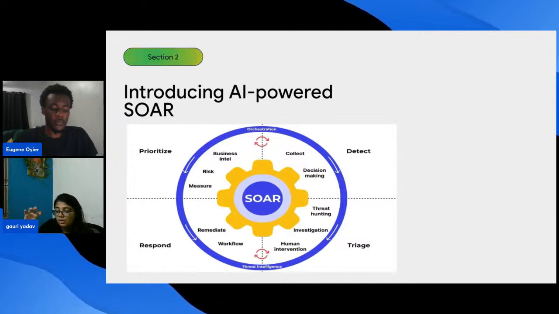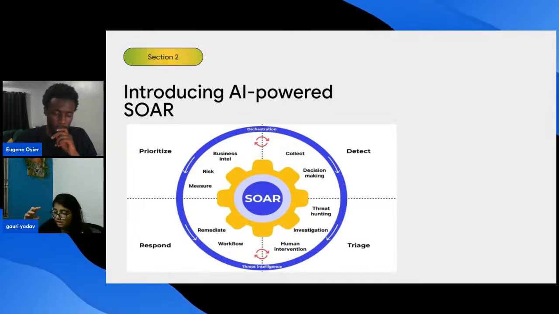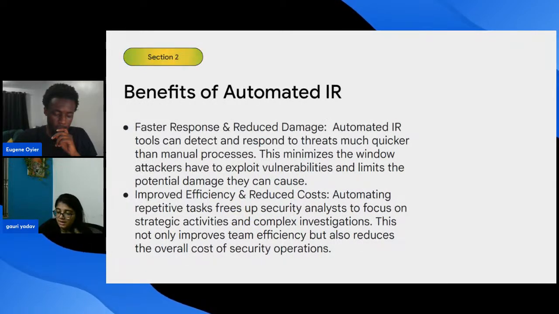And then we have automated workflows. Predefined workflows execute response actions such as isolating affected systems, blocking malicious IP addresses, and notifying stakeholders. Upon detecting a suspicious login attempt, a SOAR platform can automatically lock the affected account and notify the security team. Now, what are the benefits of automated IR?